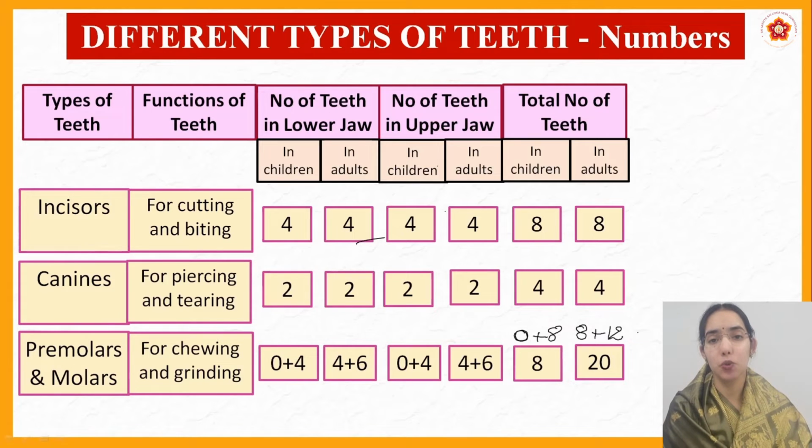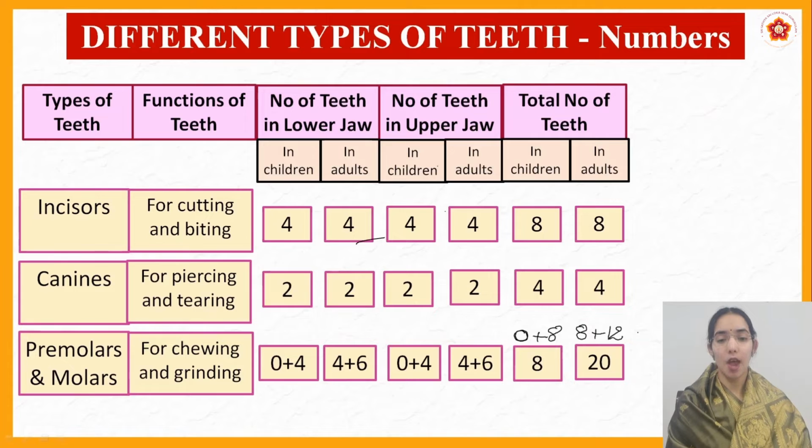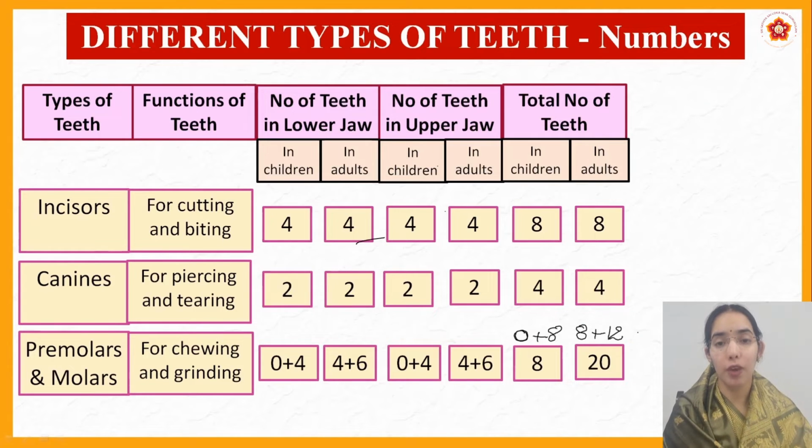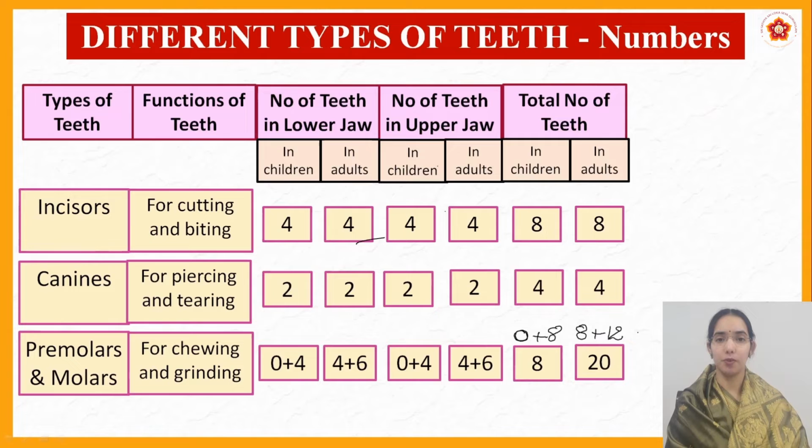So if I ask you this question, which type of teeth are absent in children? What will your answer be? Premolars are absent in children. And which type of teeth vary in number in adults and in children? Molars vary in number in adults and in children. I hope it is clear from this table now.